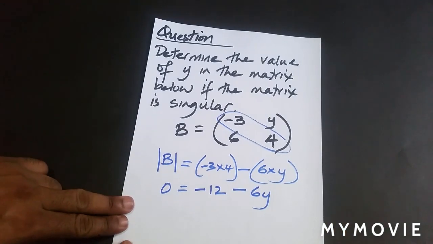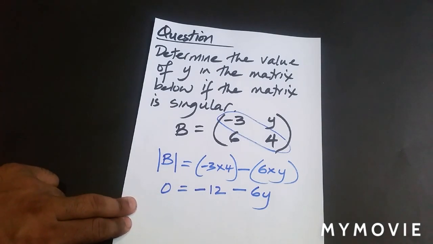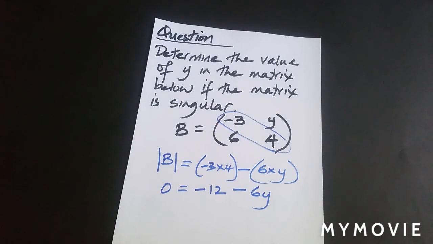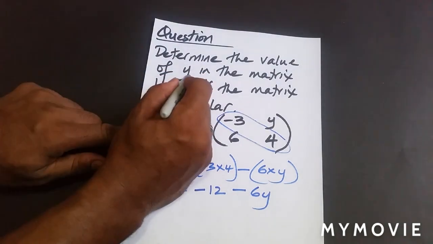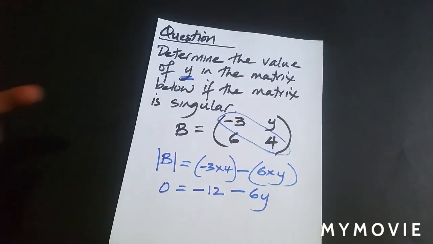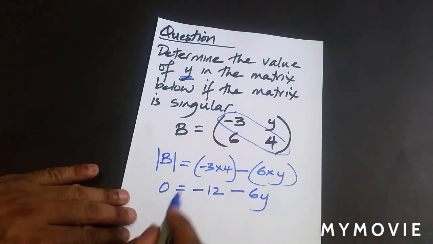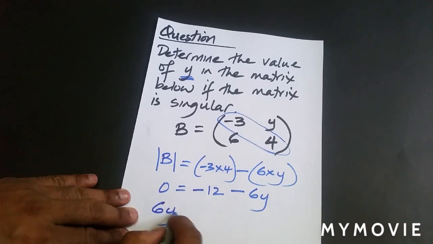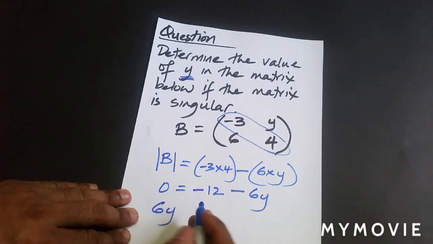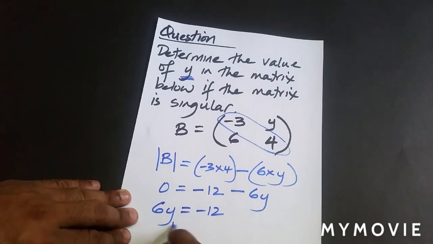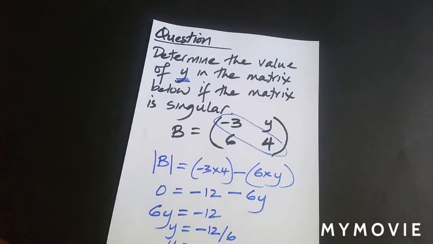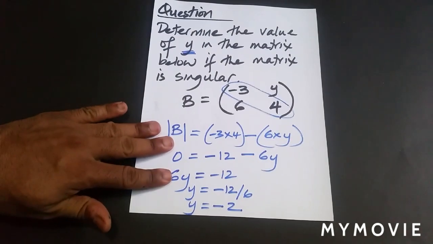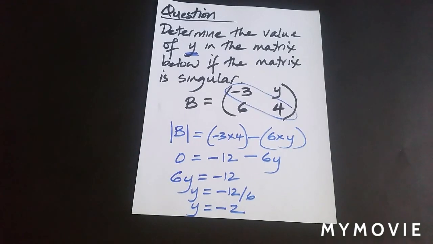Now, in this particular case here, you can opt to carry over the minus 12 or opt to carry over the negative 6y. Now, they want me to find the value of y. So I'm going to move minus 6y because it's negative. When I carry it over, it must become positive. So carry this over, it would become 6y. There's 0 here, so it doesn't make a difference whether I put 6y plus 0. It's just 6y minus 12. And of course, y would be equal to negative 12 divided by 6. So the value of y would be negative 2. So that is how you go about working out problems like these that involve singular matrices.